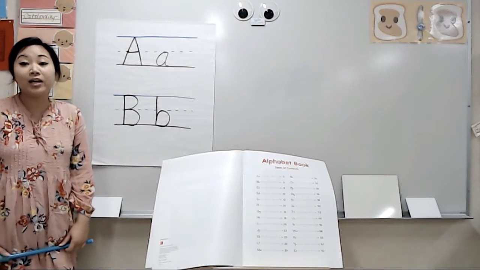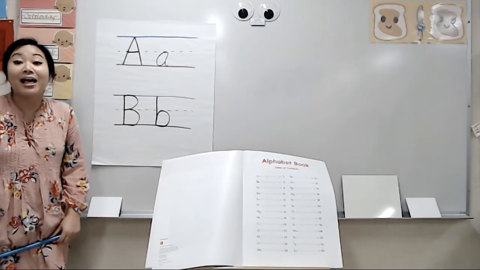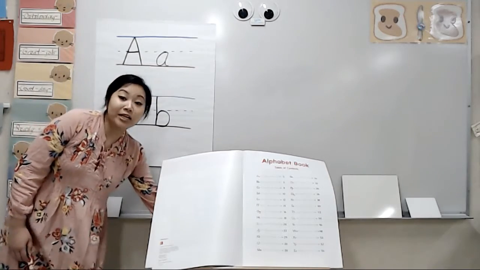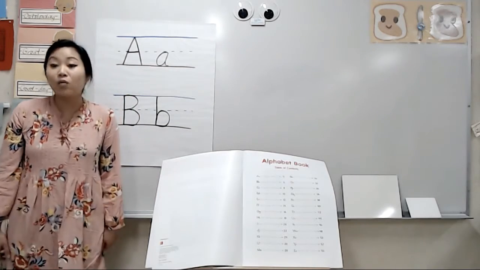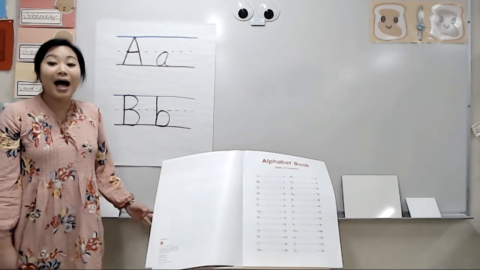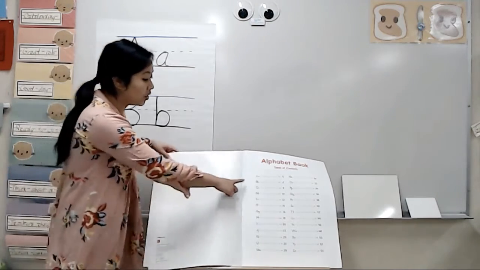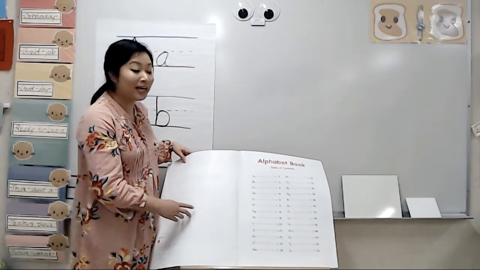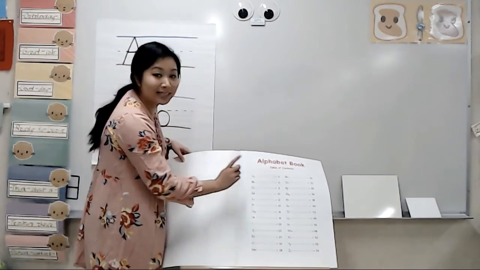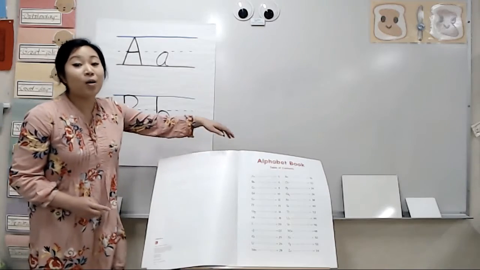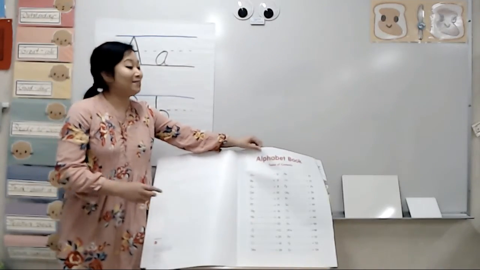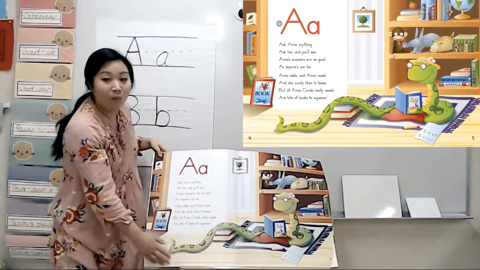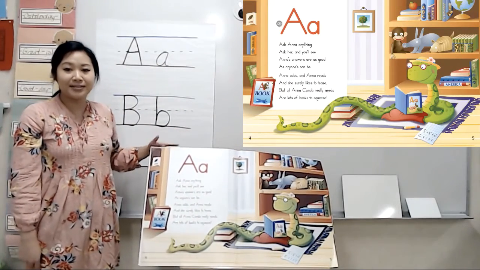Now that we know a little bit about the letters A and B, let's read some poems about them. And remember, we can check the table of contents to see where we can find them. I see the letter A is going to be on page 4, and I can see the letter B is going to be at page 6. Let's look at our poem for the letter A first and make some observations. What do you notice?